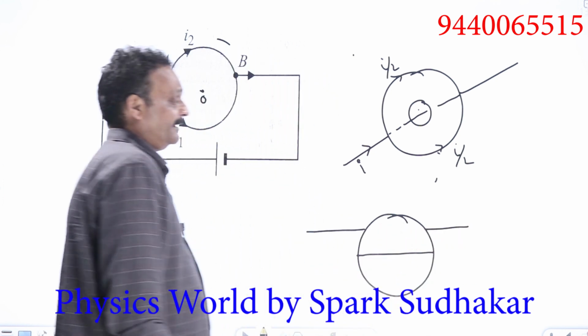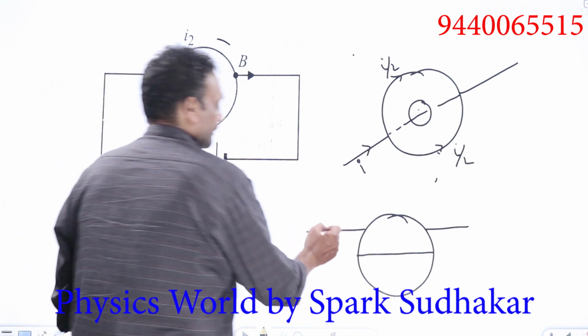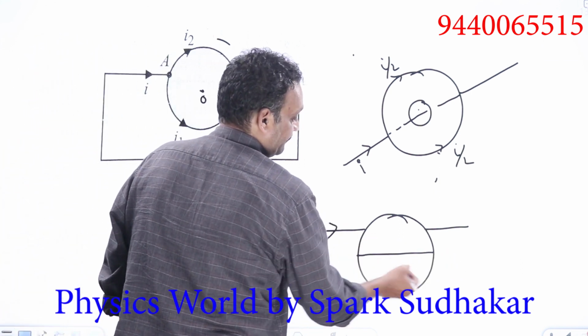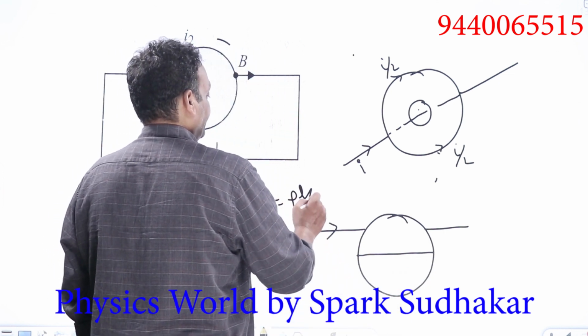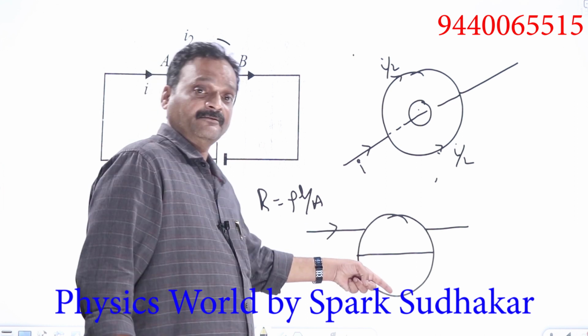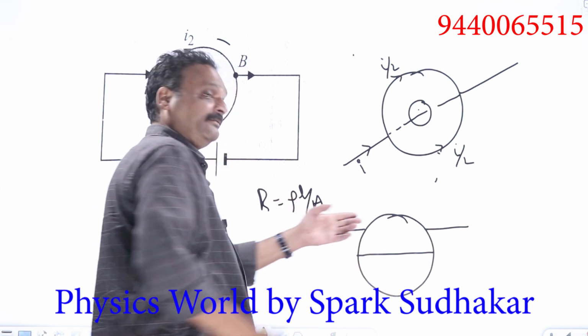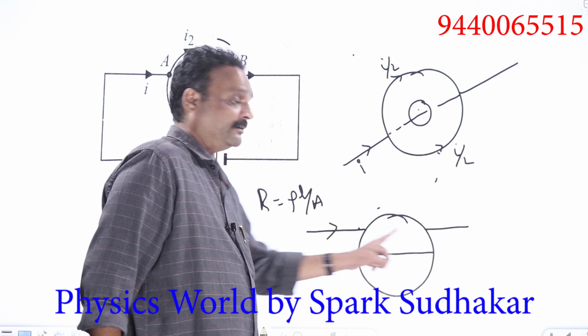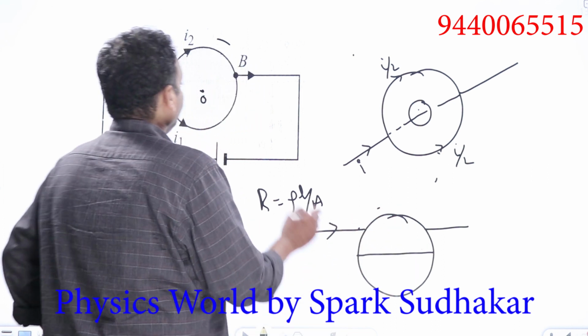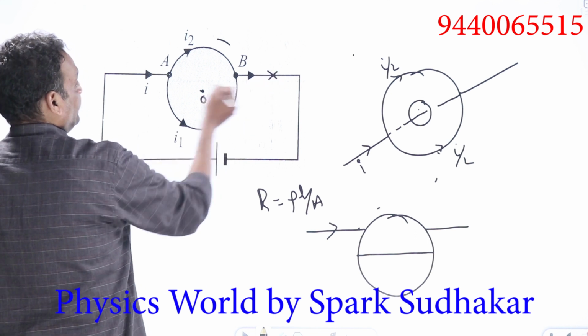The wire is going like this. We cannot say that current I is getting equally split up, because the lengths are different. When length is different, resistance R equals rho L by A. The area of cross section of the wire is the same, the resistivity of the wire is the same, but this length is different from this length. So the resistances are different, because these two ends are at the same potential difference.